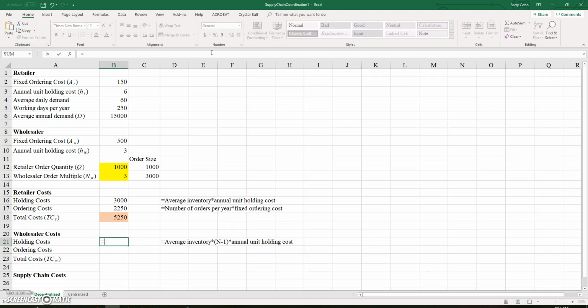So let's put this into an Excel formula. We know that the average inventory is Q times 1/2, or Q divided by 2, or Q times 0.5. But then we'll put in the wholesaler order multiple minus 1. The 1 represents the first batch that is passed directly onto the retailer. And then we multiply this times the wholesaler annual unit holding cost.